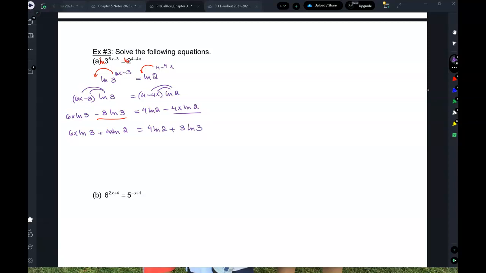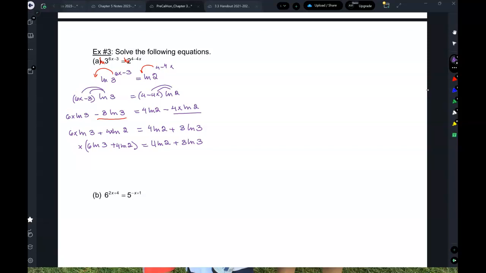Now, can I factor out an x? Yes, of course. So I'm going to factor out just one x. So 6x ln of 3, I'm sorry, 6 ln of 3. You can, but let's not. Go with me on this. Because eventually you're going to have to take the number back out of there. Plus 4 ln of 2 is equal to 4 ln of 2 plus 3 ln of 3.